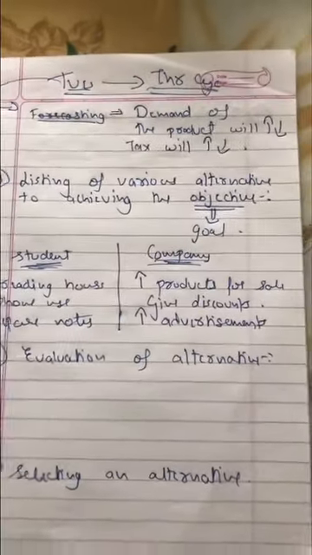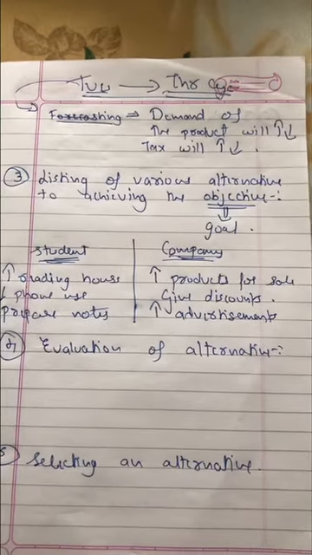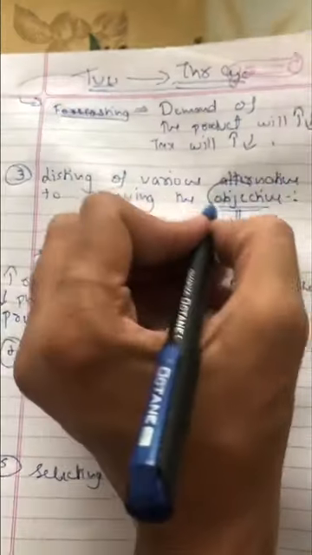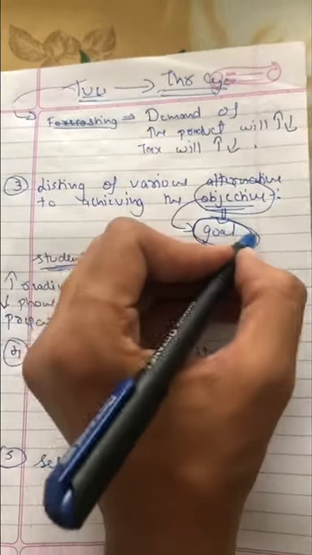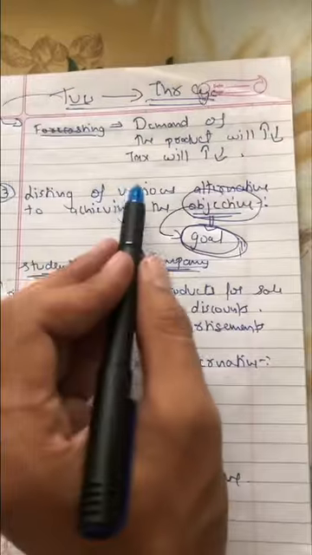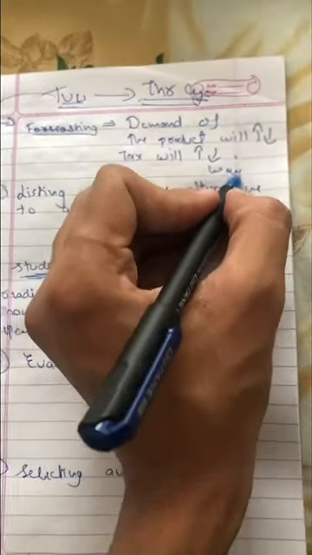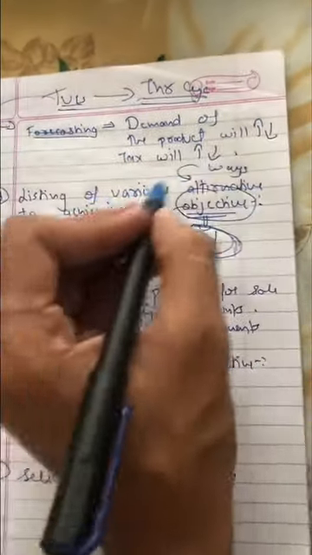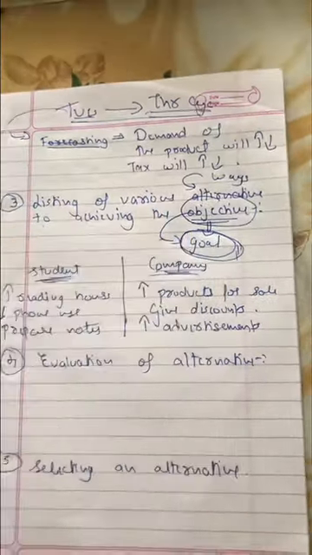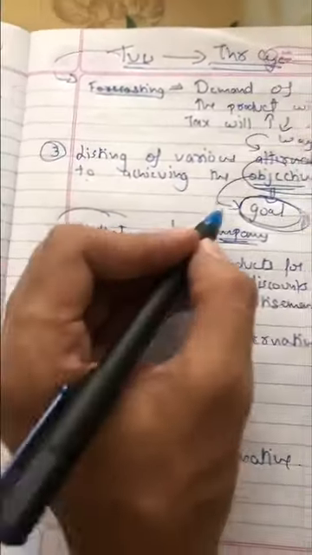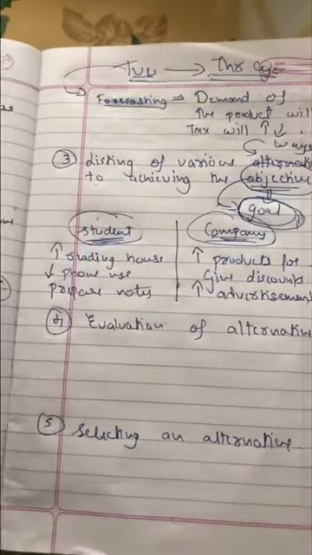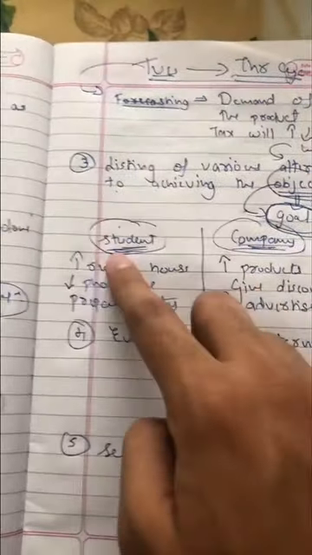Now the third point is listing of various alternatives to achieve the objective. That means listing of various ways. Alternative means what? Listing of various ways to achieve the goal. Now what are the different ways to achieve the goal? Okay, student and company will do examples. What are the different ways for a student to achieve 70% of the marks?